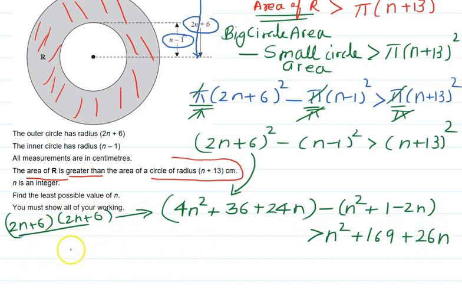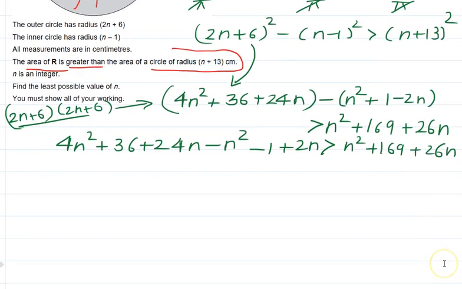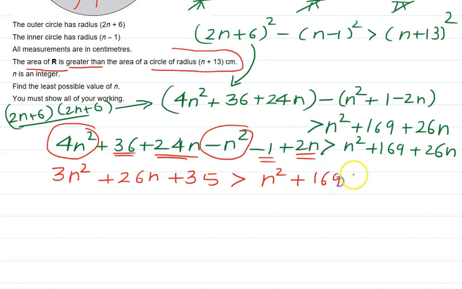So let's open the bracket. It is 4n squared plus 36 plus 24n, multiply by the minus sign inside, so it will be minus n squared minus 1 plus 2n, greater than n squared plus 169 plus 26n. Now we need to collect like terms. 4n squared minus n squared is 3n squared. Then 24n plus 2n is 26n. What is left? 36 and minus 1, which is 35, greater than n squared plus 169 plus 26n.